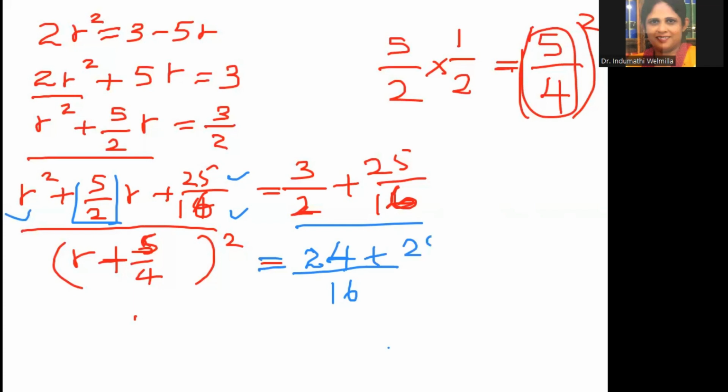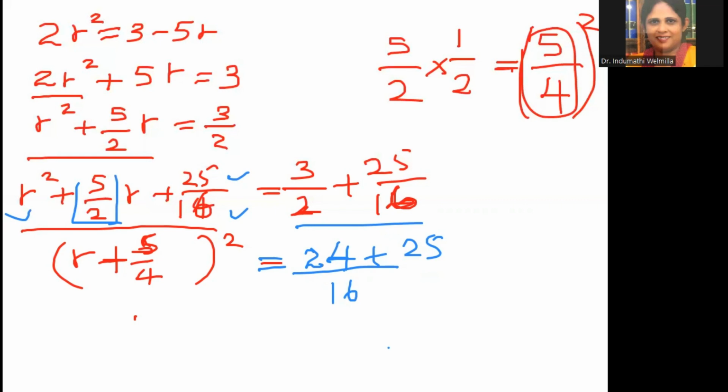25 over again 16. All right, yes. So I'm not going to simplify these side values, but I think now you can understand how to do the completing squared method.